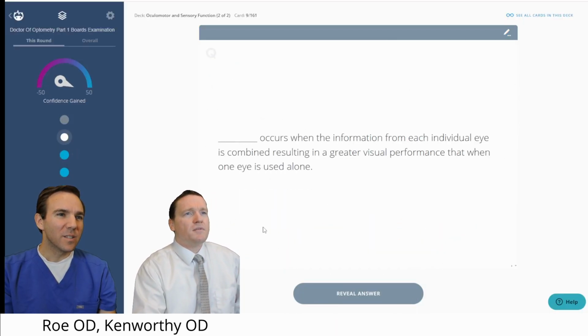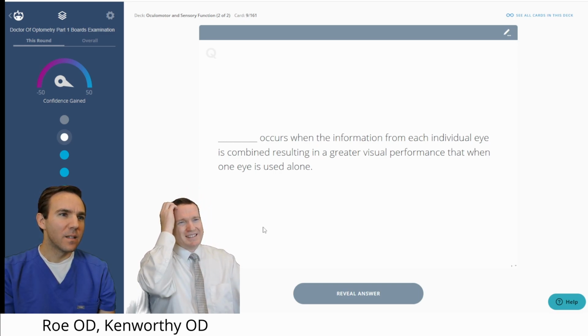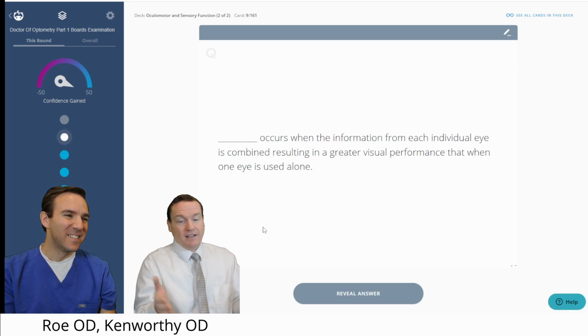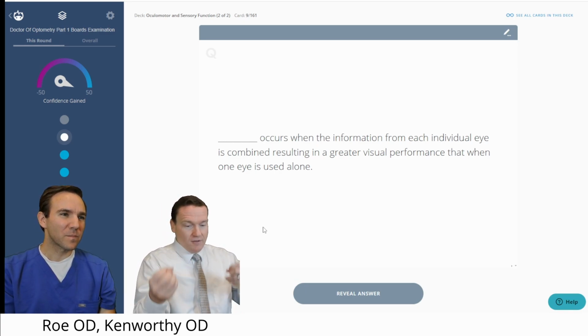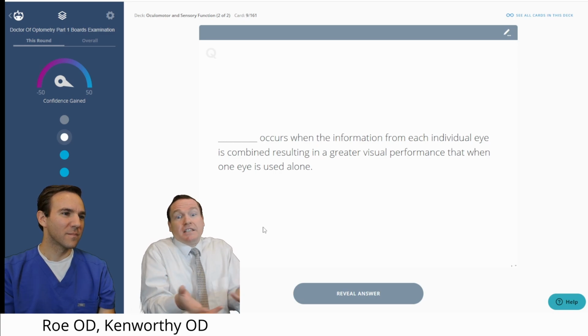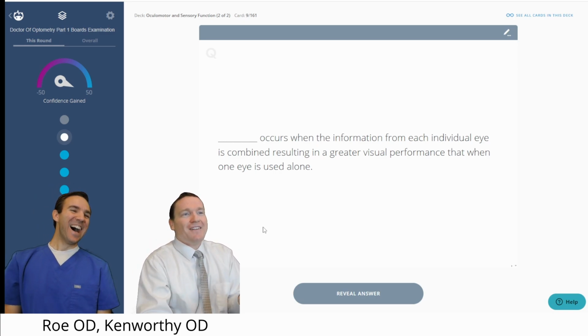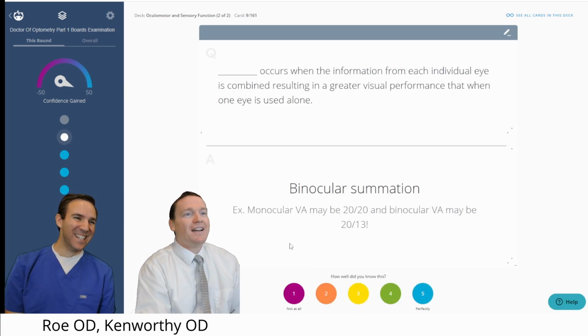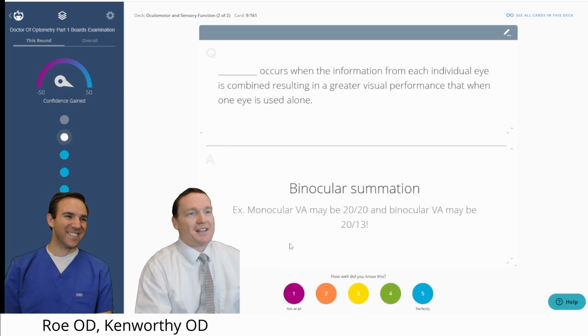Blank occurs when the information from each individual eye is combined, resulting in greater visual performance. Ooh. Binocularity. That sounds like a good answer. Additive, summation. What word would describe synergy? Synergism? Ocular synergism. There has to be some fancy term. Yeah, ocular synergism. Binocular summation. It was one of those. All right.